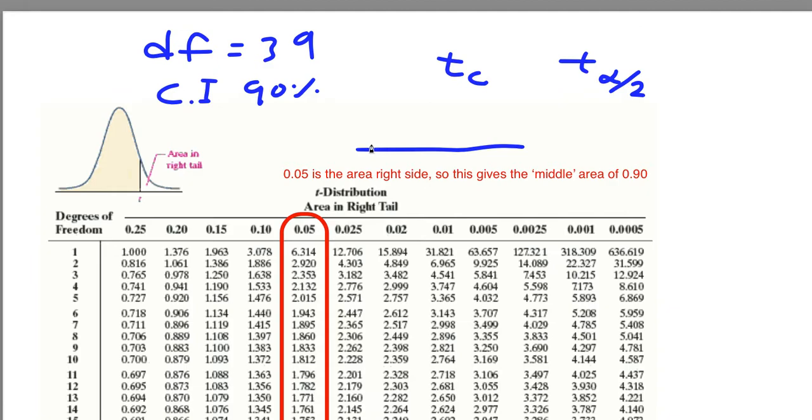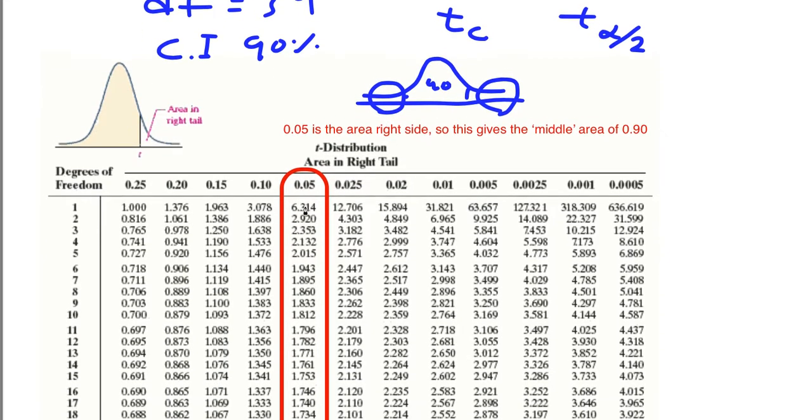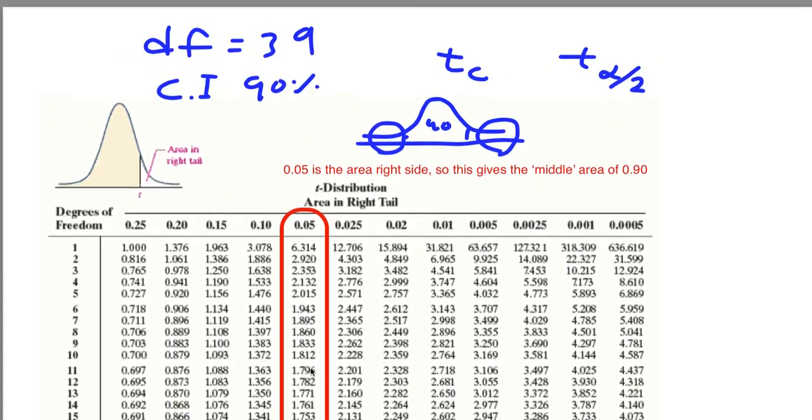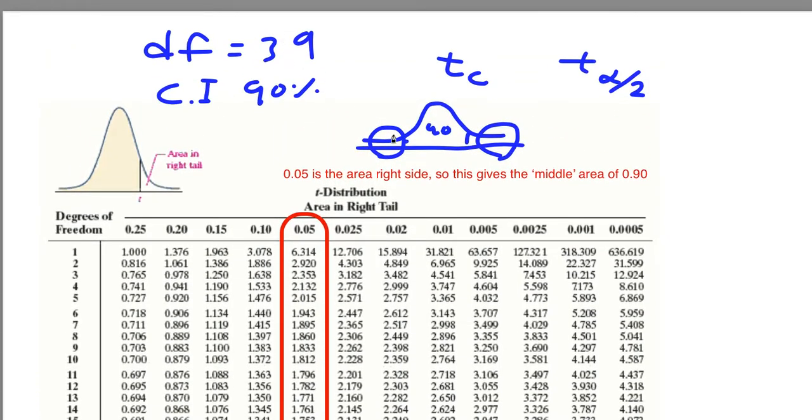So if I have a bell-shaped curve here, this area on the right is 0.05, but then by symmetry, the area on the left is also 0.05, which gives us the area in the middle of 90% or 0.90. So for 90%, we have to look at 0.05. Then we go down to 0.05, degrees of freedom 39. So this will be the critical value for a 90% confidence interval with degrees of freedom 39. So that's how we use this.